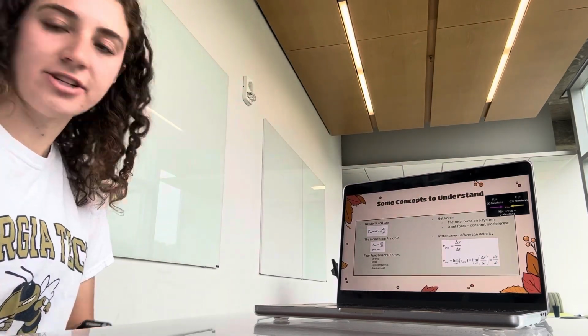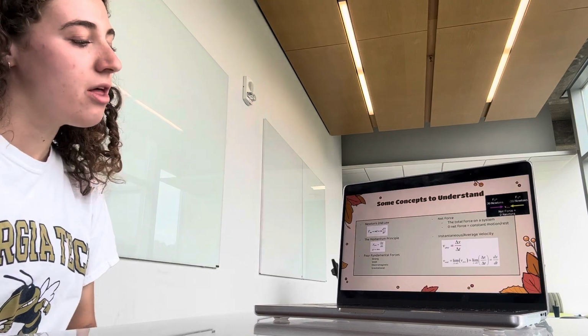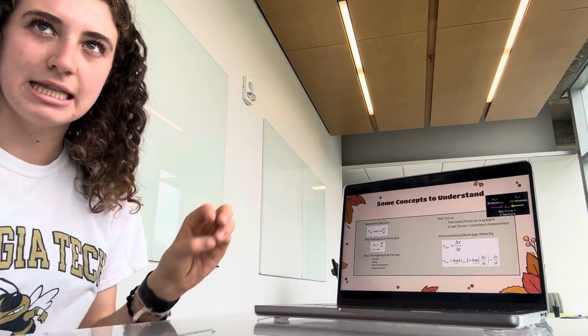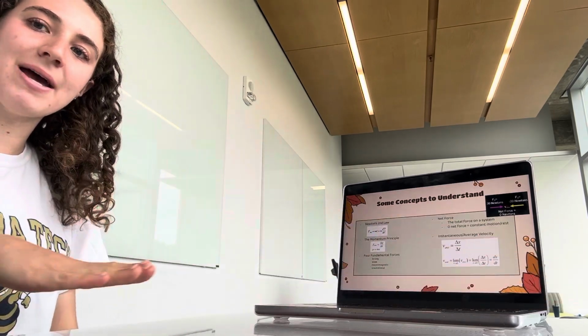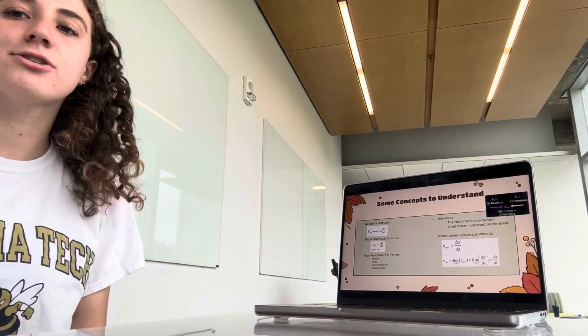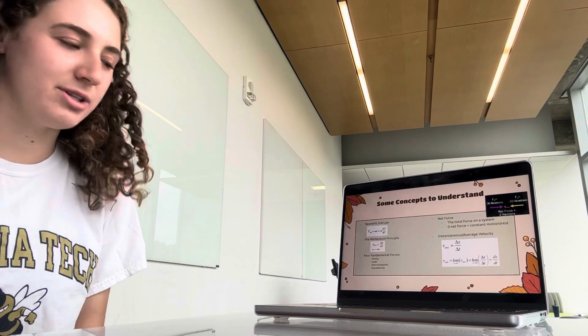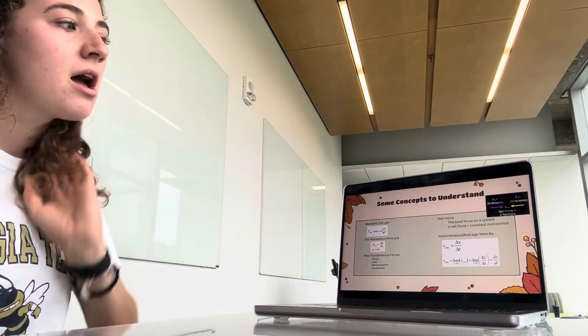There are also 4 fundamental forces that are just good to know. The only one really taking place in this problem is gravitational, because it's keeping the pencil moving across the table. But there's also a strong and a weak force, which is usually between particles, and then electromagnetic.